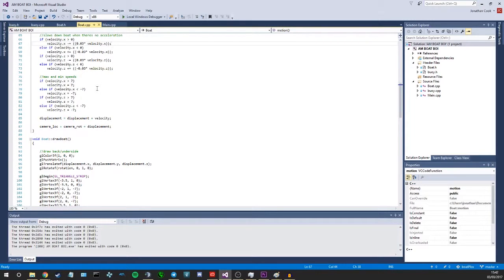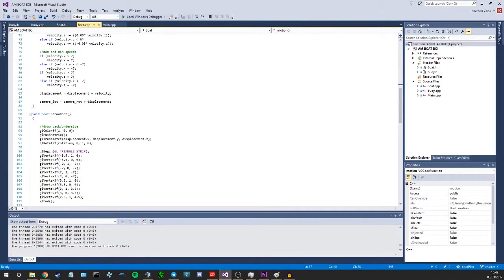This doesn't really come into play though, as the drag gives it a natural maximum speed. After this, we add the displacement to the velocity to give us the new displacement. This is where delta time would be if it was implemented.